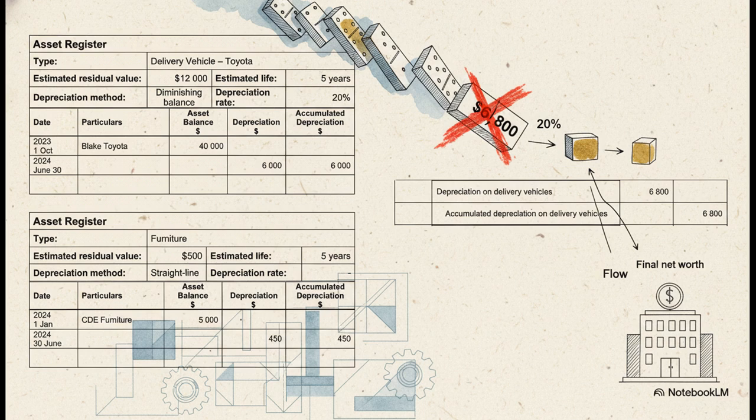Look at the asset register, 20% diminishing balance. But the junior bookkeeper incorrectly calculated that percentage on the original historical cost instead of the net carrying amount. It's a classic conceptual error, right? So, as auditors, we just cross out their flawed $6,800 depreciation entry, calculate the correct diminishing value, and let that flow downstream to correct the final net worth of the business.